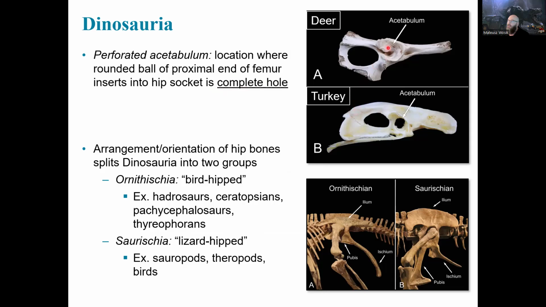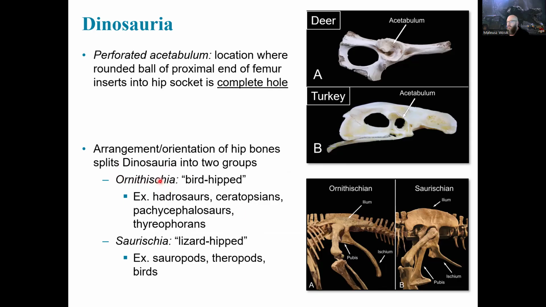So here I have an example of a deer and a turkey, so a mammal and a dinosaur. A turkey is a bird, which is a dinosaur. In a deer, this right here is the acetabulum. This is where the ball joint of the femur would go into. There's no hole. But in this case here, there is. So it's a complete perforated hole there, and that's one of those major characteristics. So using this and then expanding on the shape of the hip bones, we have two orientations that will then split into the two different groupings of dinosaurs.